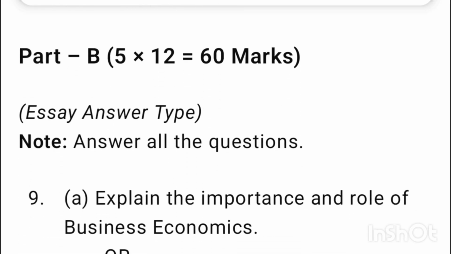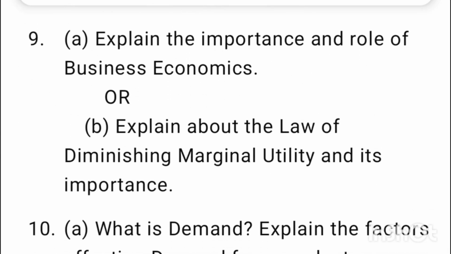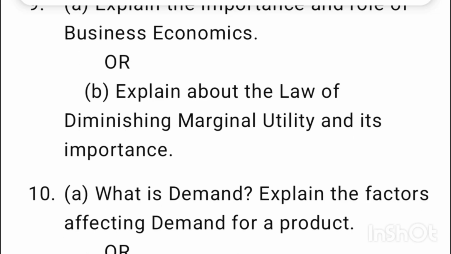Part B, 5 to 12, equals 60 marks. Essay answer type. Note, answer all the questions. 9. A. Explain the importance and role of business economics. Or B. Explain about the law of diminishing marginal utility and its importance.